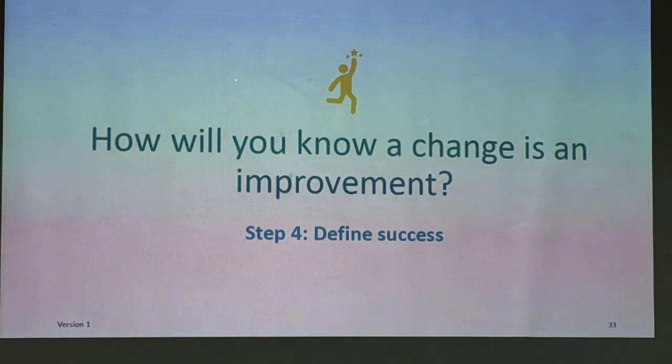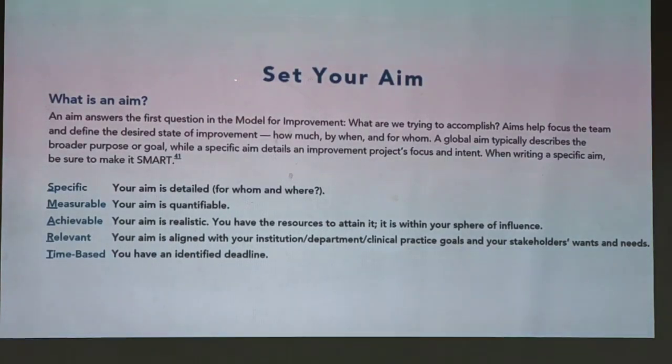Once you have those things, you're going to want to know if a change is an improvement. So you set your aim. Your aim answers the first question in the model for improvement: what are we trying to accomplish? It helps focus you. When you're going to do a global aim, it's your big picture goals, but then you really need your specific aim, and the goal is to really make it a SMART aim. And I know we talked about this the other day as well. It needs to be specific, it needs to be detailed. For whom? Where are you doing this?